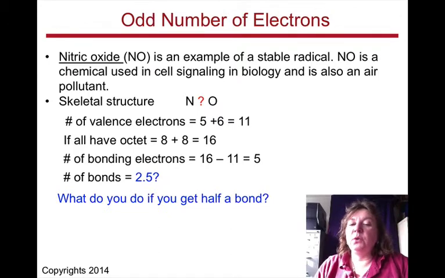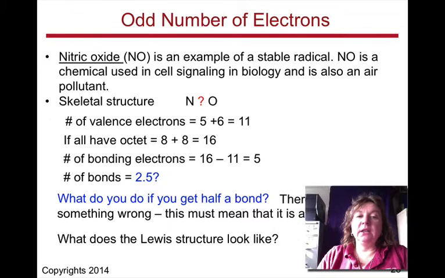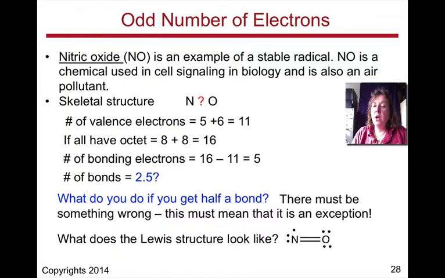So what do you do if you get half a bond? There must be something wrong. This must mean that this is an exception. So let's take a look at what the Lewis structure could potentially look like. Well, let's put in 2 bonds. We're going to then complete the octets. The 2 bonds take care of 4 electrons, so 11 minus 4 is 7. 2 lone pairs on oxygen give it a completed octet. And then we have 3 remaining electrons. If we put those on nitrogen, even though nitrogen has an unpaired electron, it has a formal charge of 0.